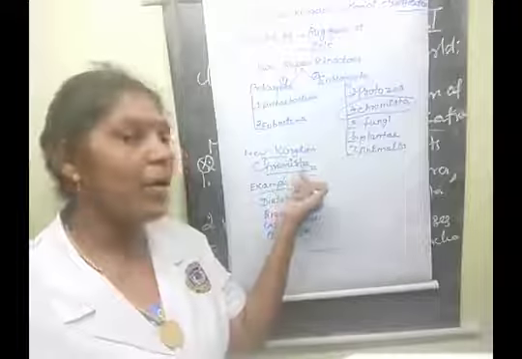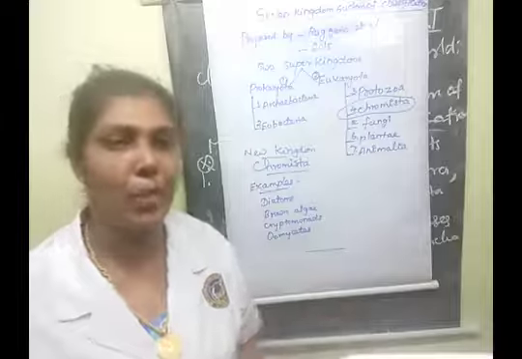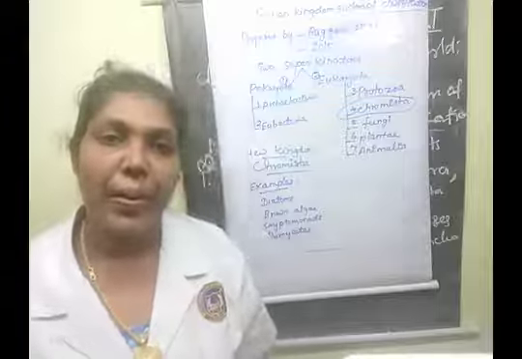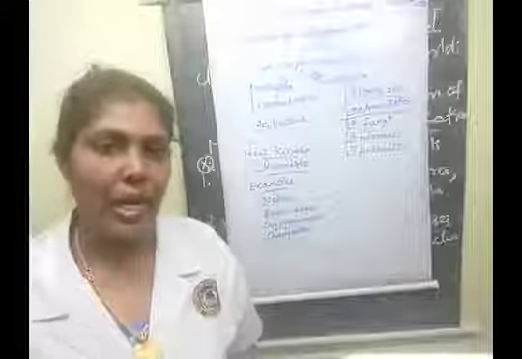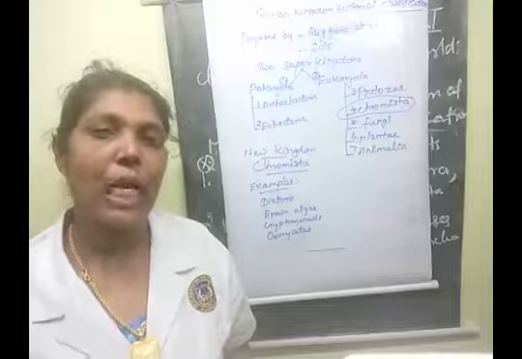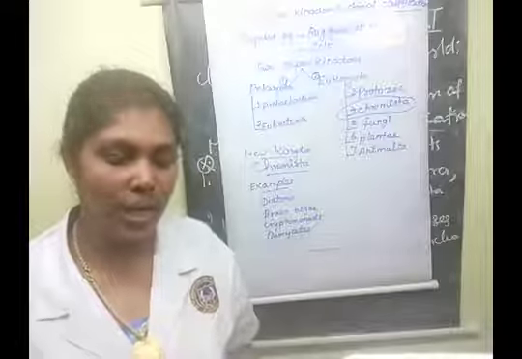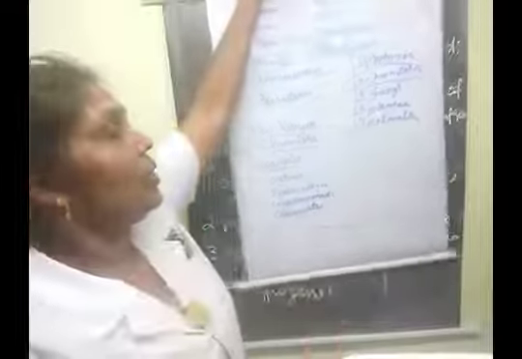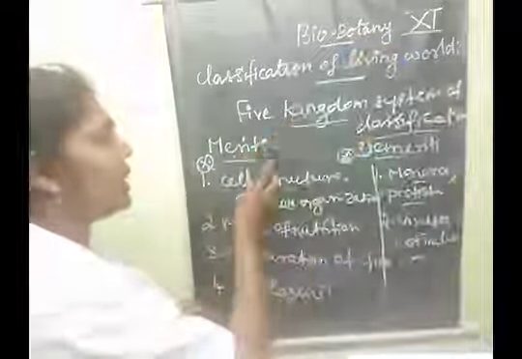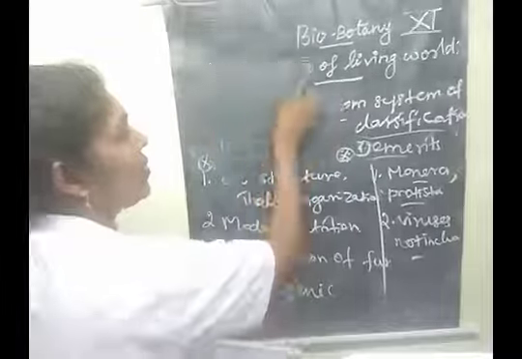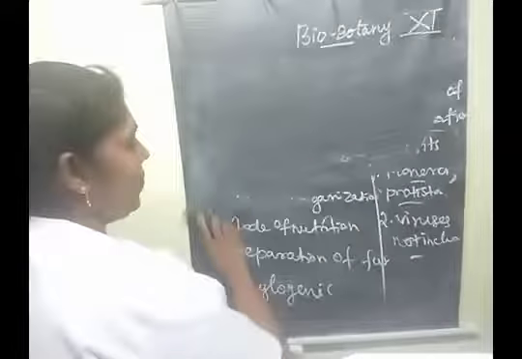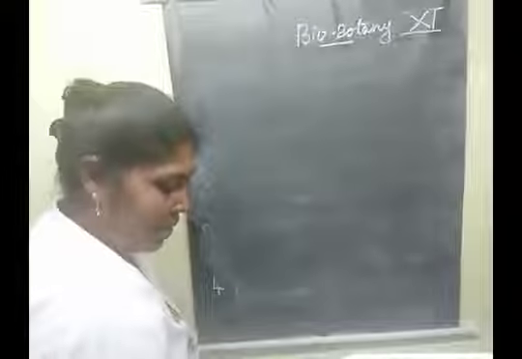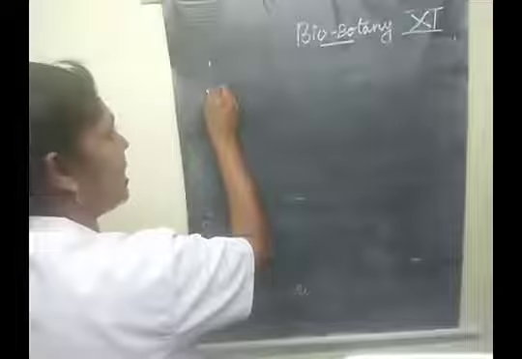If asked to write a note on the new kingdom of Chromista, you have to write these two points. Clear? All of you listen, children. Before entering the next class, you should all learn some question answers. Clear, children? Students, all of you please take your notebook or textbook and note it down. What are the questions to learn? First one, write down the needs of classification.